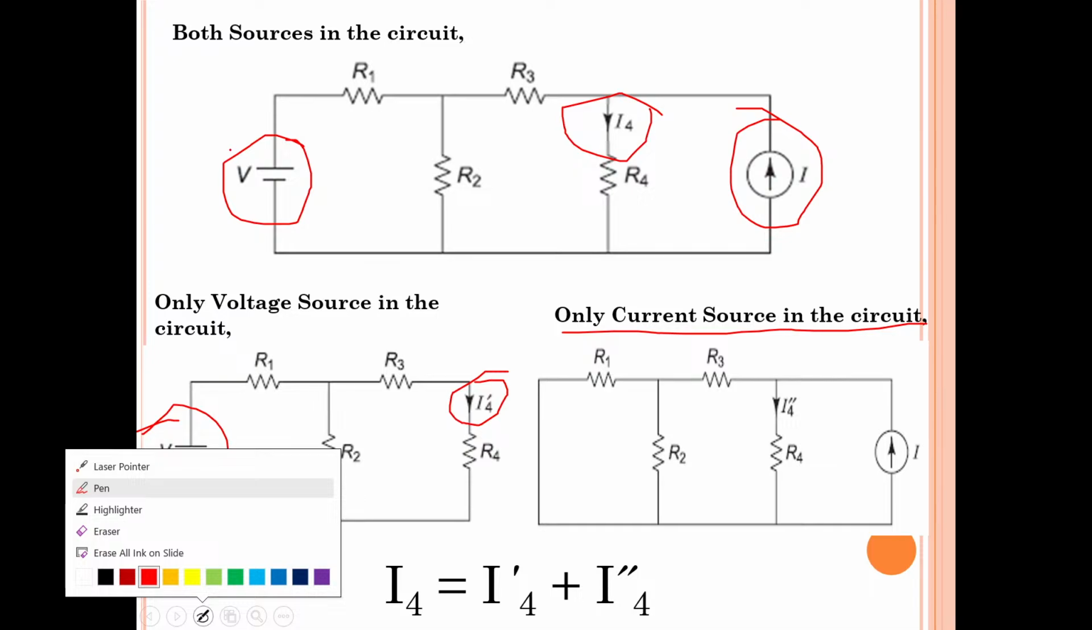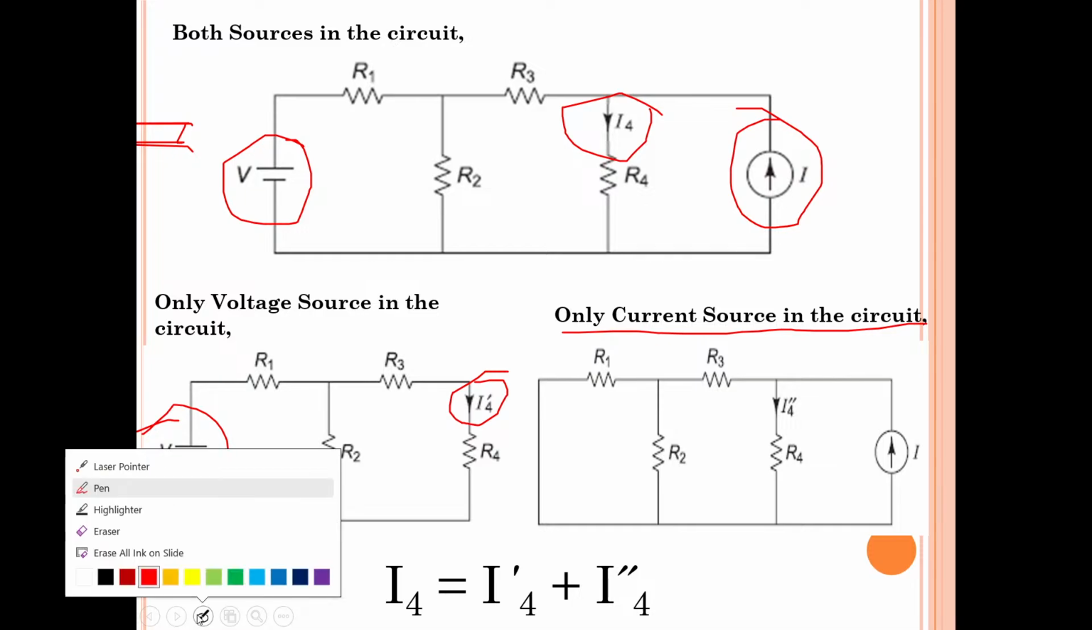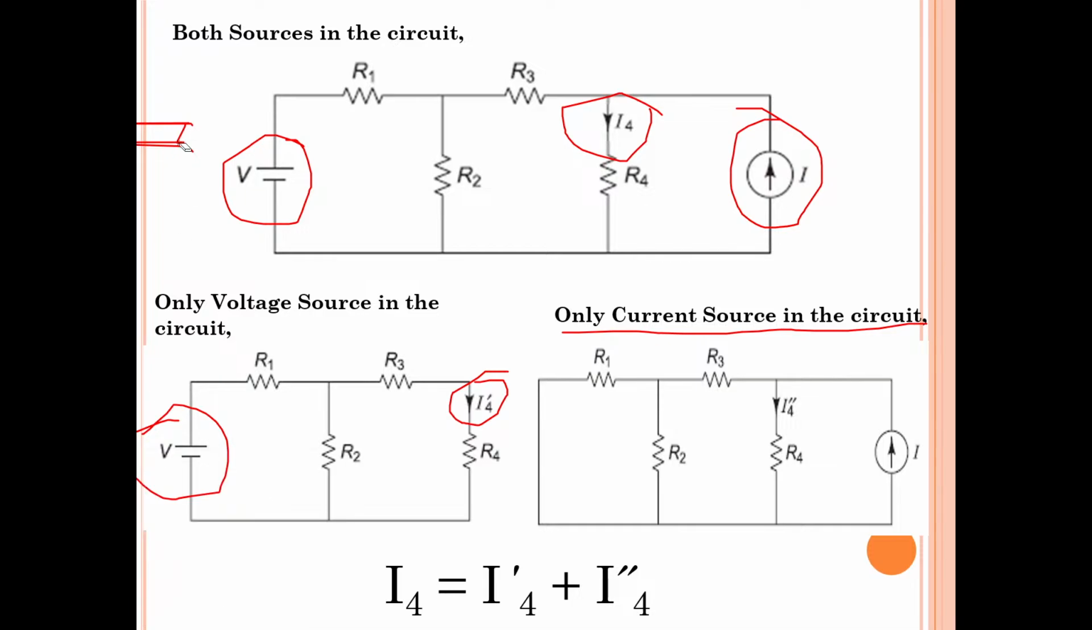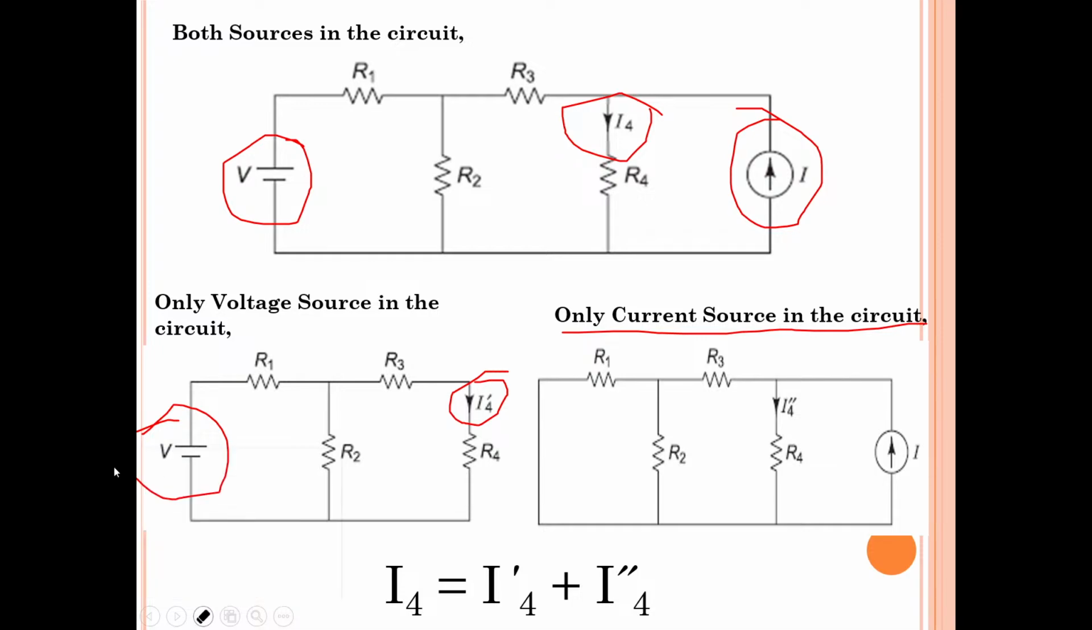In the first diagram, what was there? The voltage source was there. This was the voltage source, this was the current source. Two sources were there. Now I want only the current source in the given circuit. I don't want the voltage source. So whenever we want to remove the voltage source to verify the superposition theorem, we have to short circuit the voltage source.